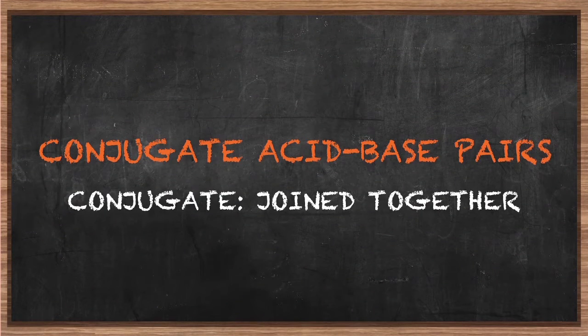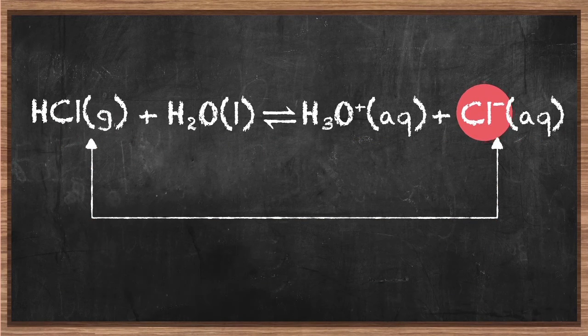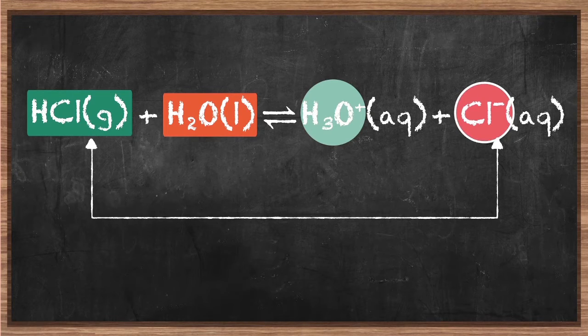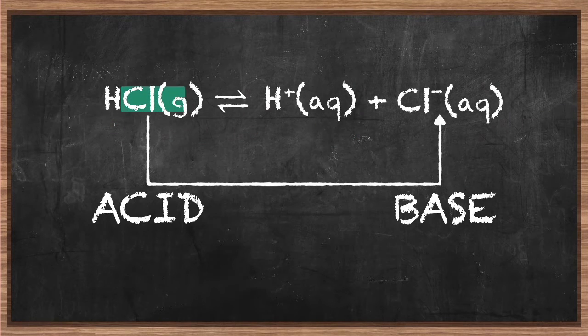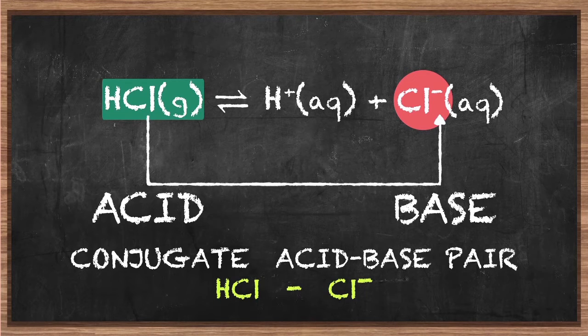When hydrogen chloride donates its proton, a chloride ion is formed. The chloride ion can react with the hydronium ion to push the equilibrium backwards, forming hydrogen chloride gas and water. The chloride ion would then be reacting as a base. Hydrogen chloride and the chloride ion act as an acid-base pair. When hydrogen chloride acts as an acid by donating its proton, it forms the chloride ion, which is its conjugate base. Together, hydrogen chloride and the chloride ion form a conjugate acid-base pair.